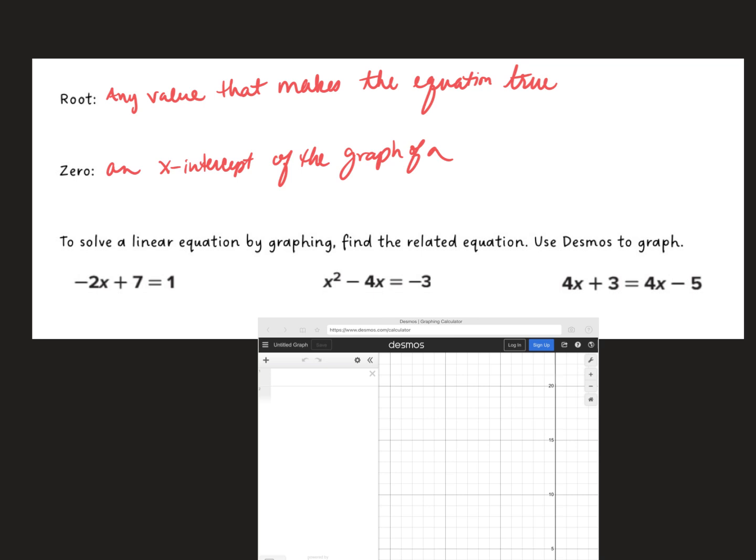Now, a 0 would make the equation true also. And so there are several synonyms that you need to know. If you are solving, then you are finding the solution, you are finding the roots, you are finding the zeros. Solutions, roots, zeros, x-intercepts.